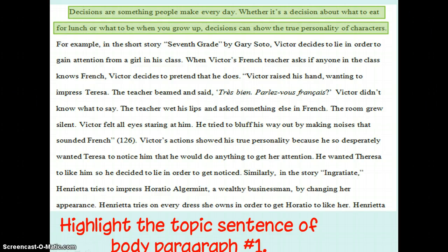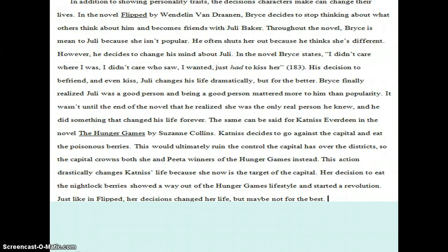Decisions are something people make every day. Whether it's a decision about what to eat for lunch or what to be when you grow up, decisions can show the true personality of characters. So this is an example where we have those two beginning sentences that open up our body paragraph here. They're conveying the same idea, though, that decisions show a character's true personality. Let's now look at the second body paragraph.